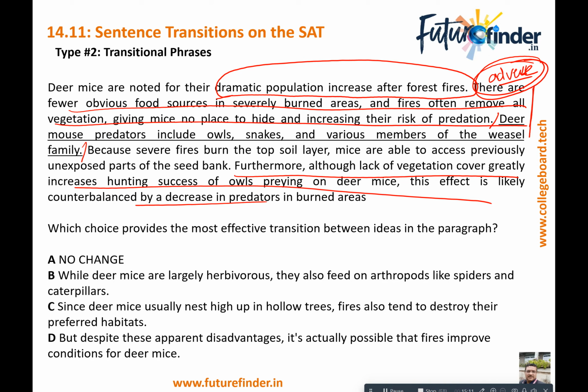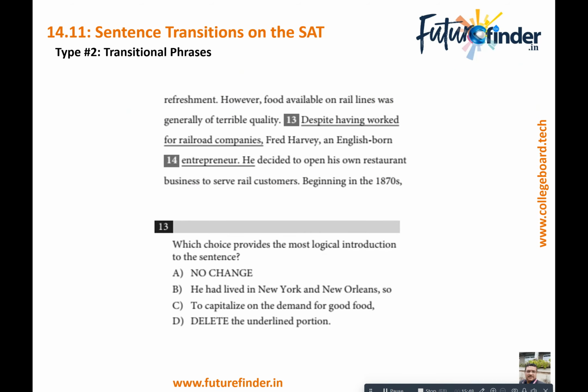So let's look at the answer. While deer mice are largely herbivorous, they feed on arthropods. This has got nothing to do with the answer. No change is not a good answer, because this doesn't explain why they thrive under adversity. Since deer mice usually nest in hollow trees, fires also tend to destroy their preferred habitats. This is again negative, again causing adversity. But despite the apparent disadvantages, it's actually possible that fires improve the conditions for deer mice. So this is the most probable answer. Yeah, correct. So let's do one or two more.